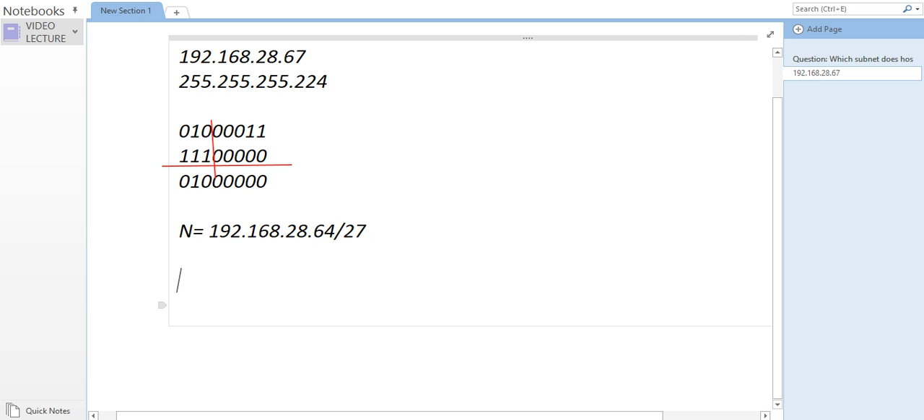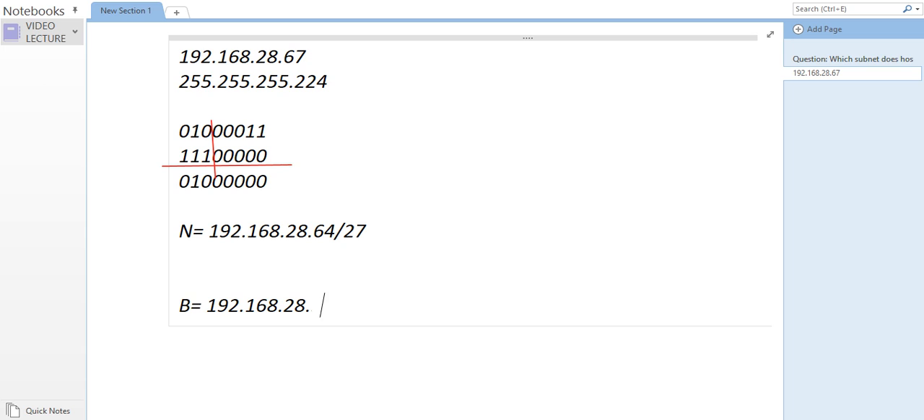So the broadcast address therefore would be, it's a little bit complicated, 192.168.28, sorry, not 25, 28.95, because the sum of the bits in the host portion here is 31. So that 31 plus 64 gives you 95.